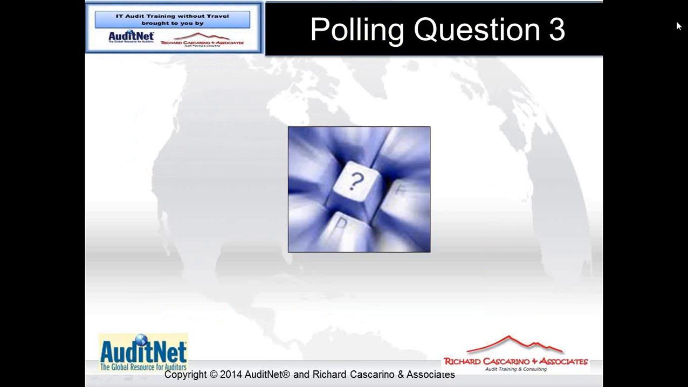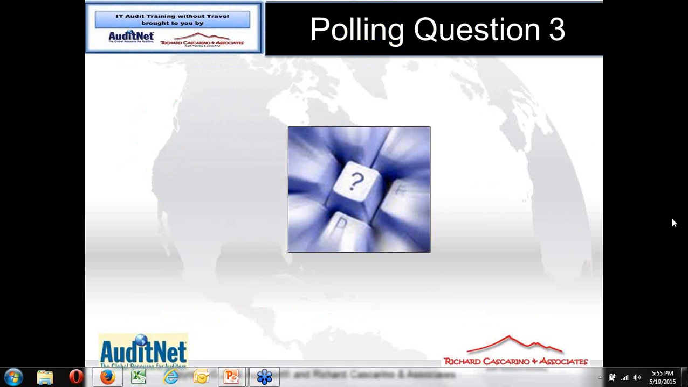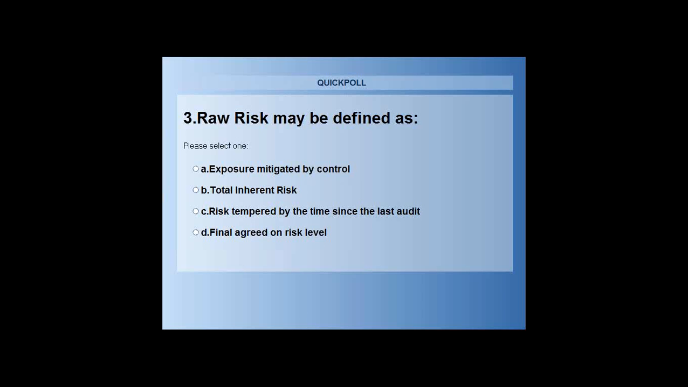And that brings us to polling question number 3. Polling question number 3 looks at the definition of risk. And it says raw risk may be defined as: exposure mitigated by control, total inherent risk, risk tempered by the time since the last audit, final agreed on risk level. What is raw risk?